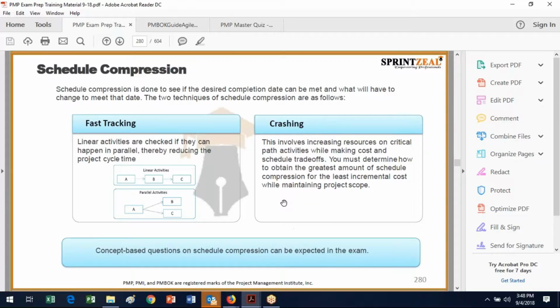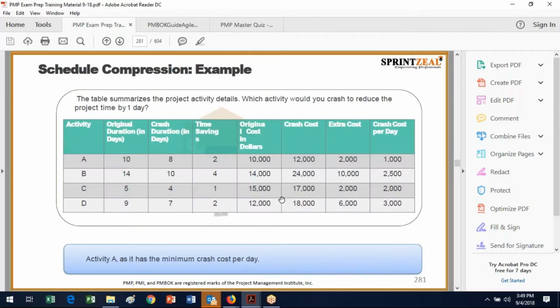Crashing involves adding more resources to get the job done, but the problem with crashing is you can't put 9 women on a baby for a month each and end up with a baby at the other end. So not everything can be fast-tracked successfully, and not everything can be crashed. But these are 2 kinds of schedule compression methods that you will be expected to understand the difference between and the definition of on the test. So here's an example of schedule compression.